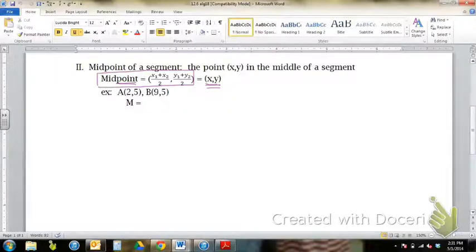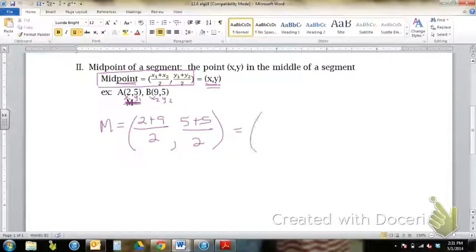So let's label this and then give myself much room. x1, y1, and x2, y2. Cross this out. Okay, so I add up my x's, 2 plus 9, all over 2, comma, and that's why there's a comma there, because I'm writing the coordinates of a point. Add up the y's and divide by 2. Now I just work each one out.